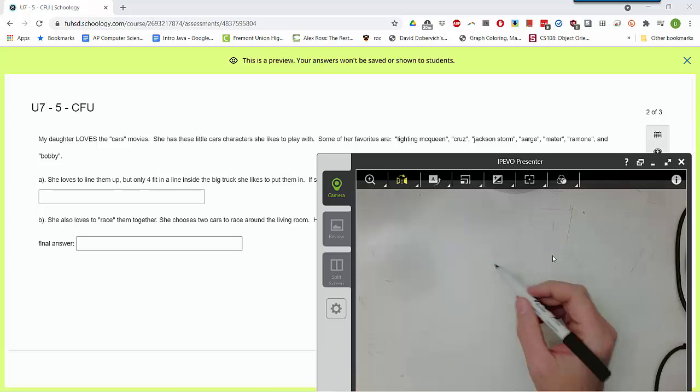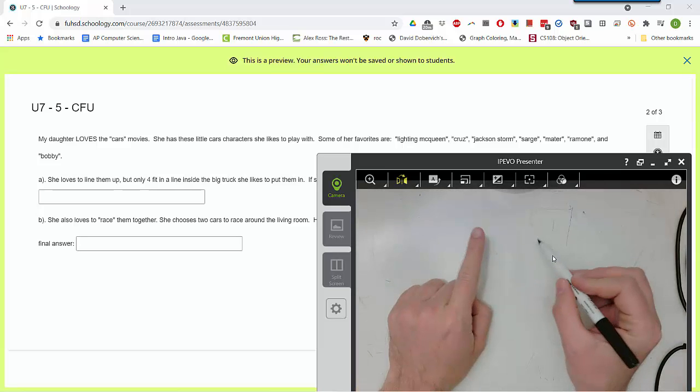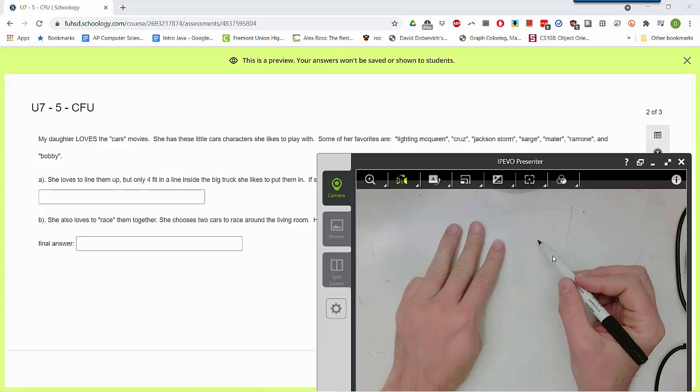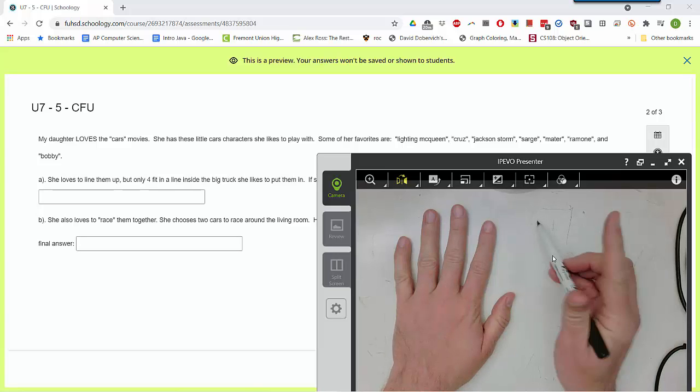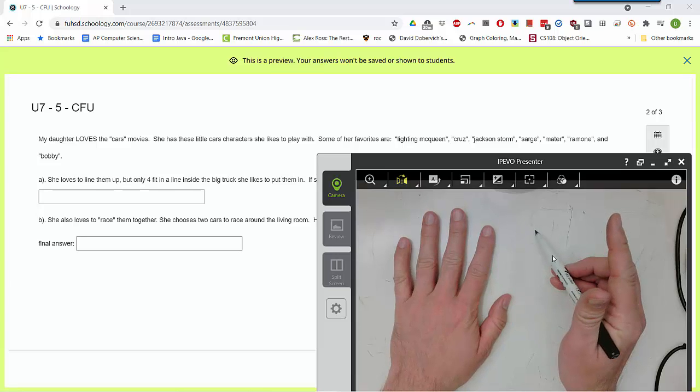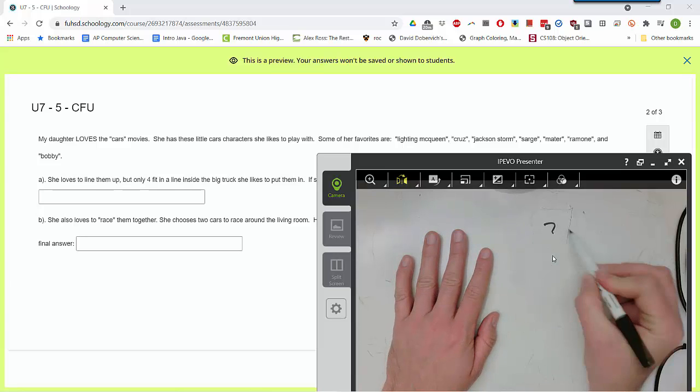So some of her favorites. Let's count how many different characters there are. Lightning McQueen, Cruz, Jackson Storm, Sarge, Mater, Ramon, Bobby. So that's 7 different characters.